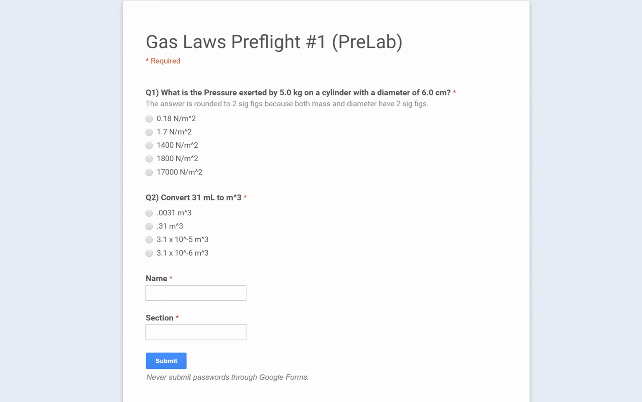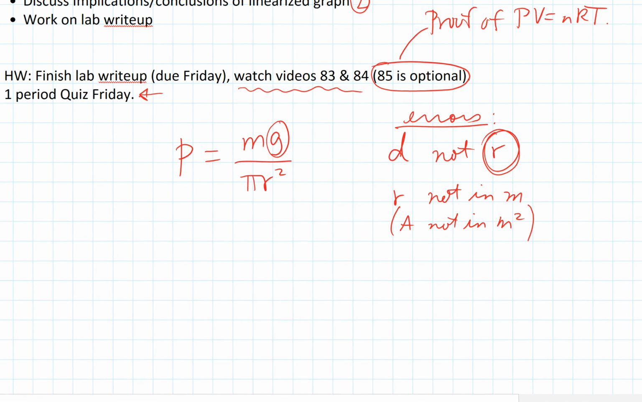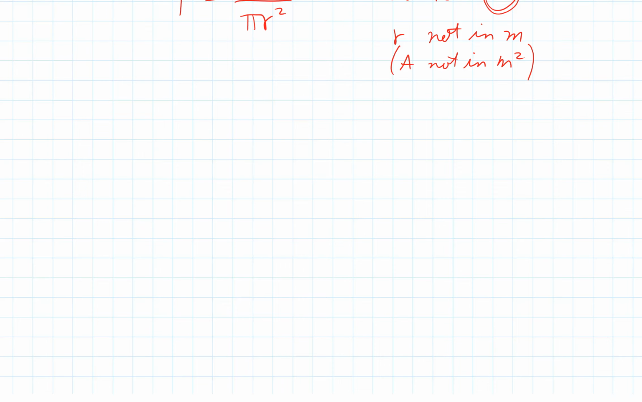Now the second pre-flight is a little bit more complicated, and before I talk about that, let's take some time and review what was in the videos from last time. There were basically two main concepts. The first was, okay, how do I talk about the different types of errors? The two different types of errors were absolute and relative, or percent.